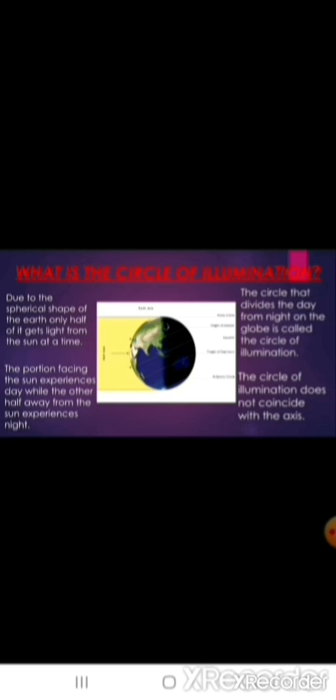Now here in the diagram given, you can see the circle that divides the day from night on the globe is called the circle of illumination. Now, as we know that the earth's axis is tilted, isn't it? So, the circle of illumination does not coincide with the axis.